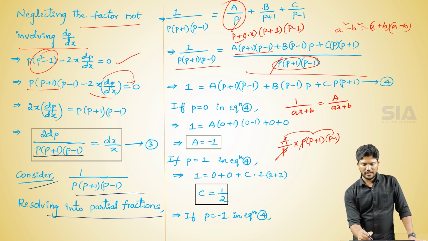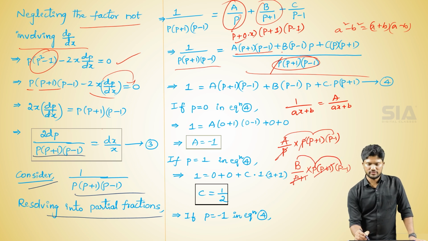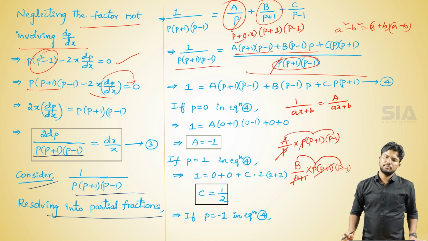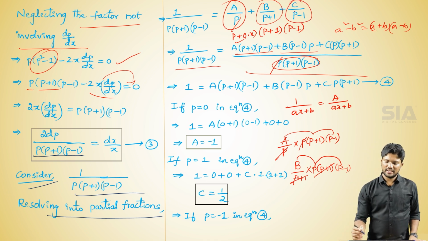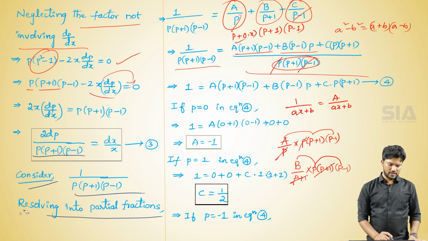Next, the second fraction, B by p plus 1. Multiply with the LCM, p into p plus 1 into p minus 1. The p plus 1 will get cancelled. Write down the remaining values, so B into p minus 1 into p. Similarly, for the third fraction, p minus 1 will get cancelled, so C into p plus 1. In that format we can write the LCM equation.